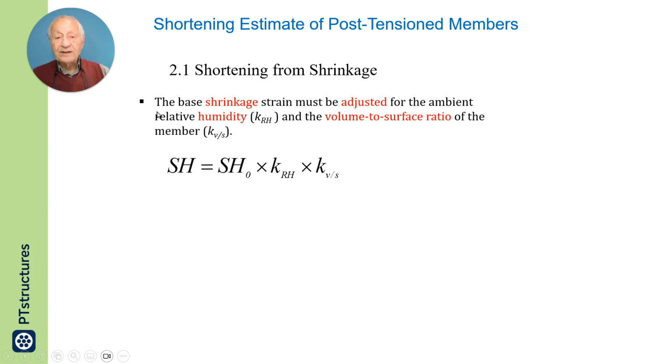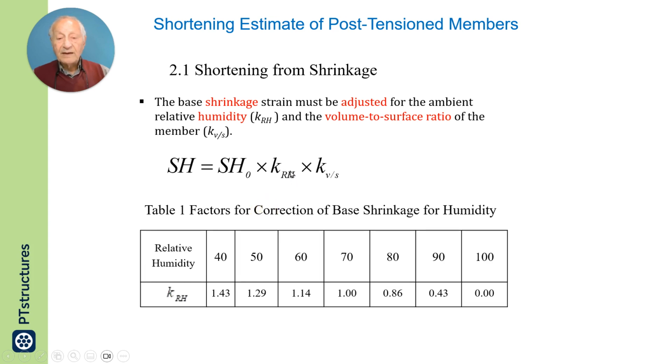Now, if the condition you are dealing with is different from the standard lab, then you adjust the shrinkage of your condition by these parameters. This is the standard shrinkage value. There will be an adjustment for relative humidity of your project, and there will be an adjustment for the dimensions, the volume to surface ratio of the project you have.